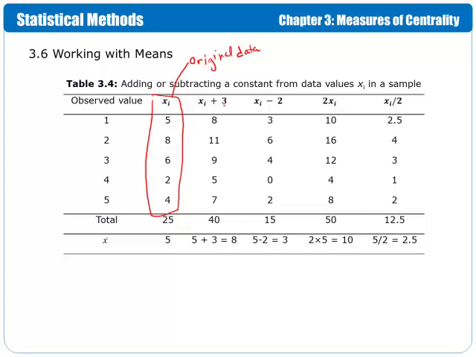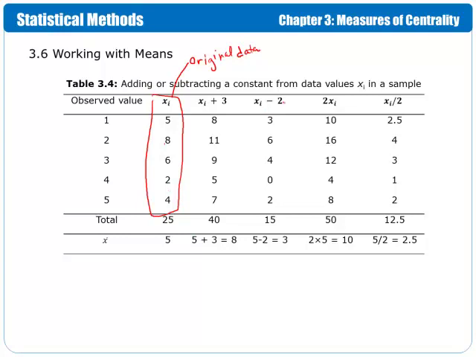What happens if we add a 3 to each of those observations? If we take the 5 and add 3 to it, we get 8. Take the 8 and add 3 to it, we get 11, and so forth. What does that do to the mean? It is the same as if we had taken that original mean of 5 and added 3 to it. So adding a constant to each value in a distribution has the effect on the mean of adding that same constant to the sample mean of the original data.